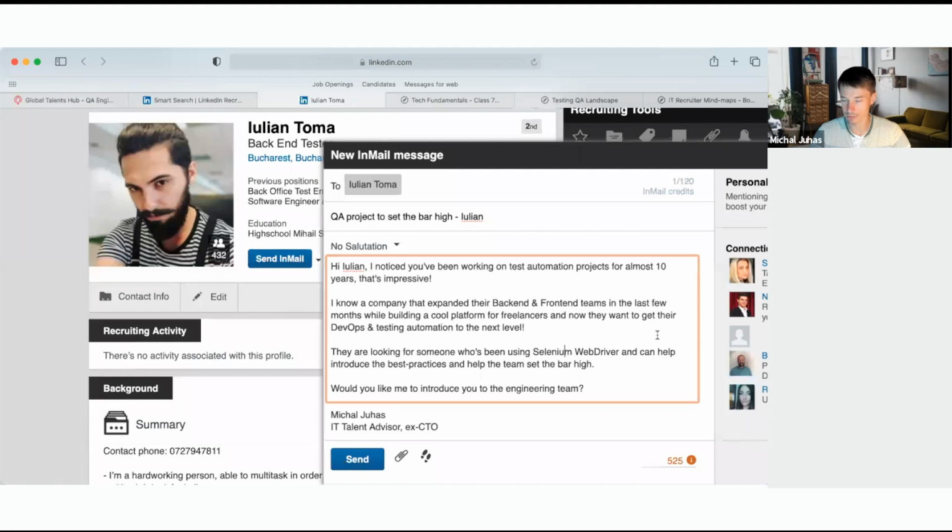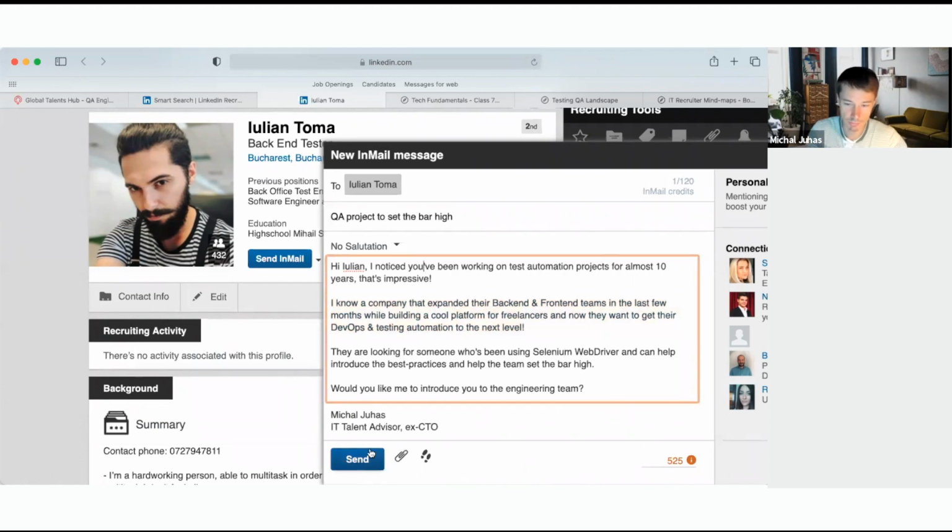And you are just adding the name. True. It's a good point, yeah. That's also a good point, Irena. We can also drop it. "QA project to set the bar high," because it's sort of clear when you have the name that you send it to more people. Fair point.